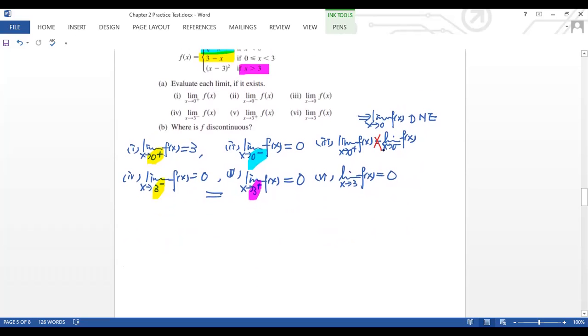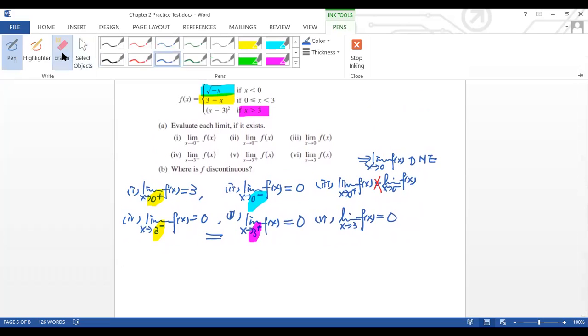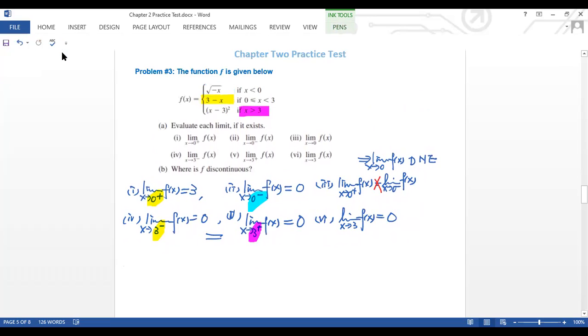Then the next thing, they ask, where is f discontinuous? Remember, the discontinuity always happens at those jumping points, right? So at those jumping points.